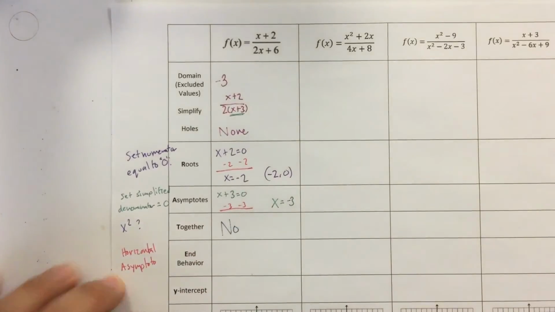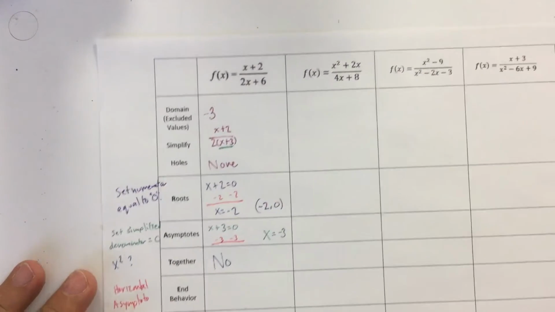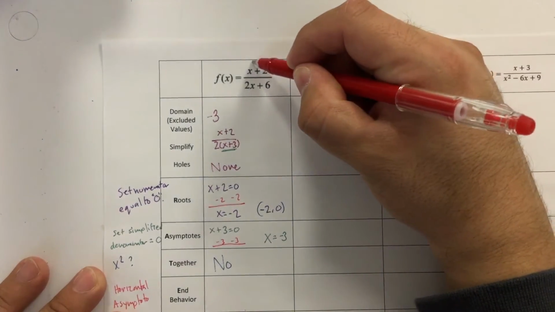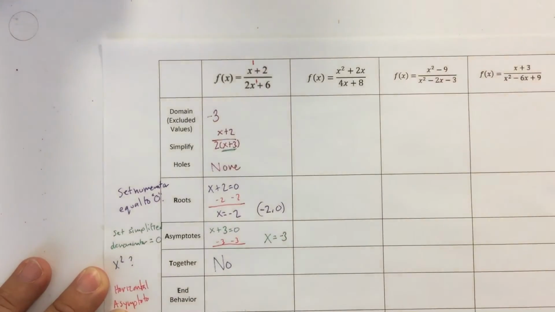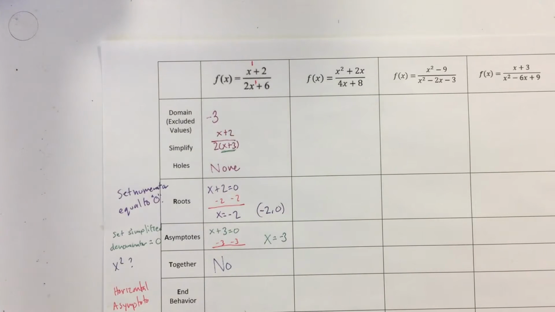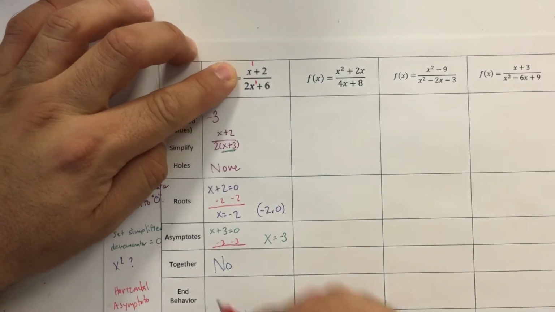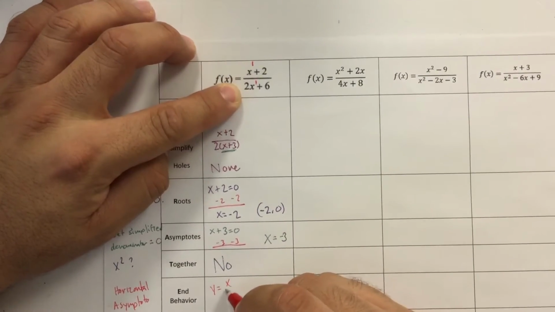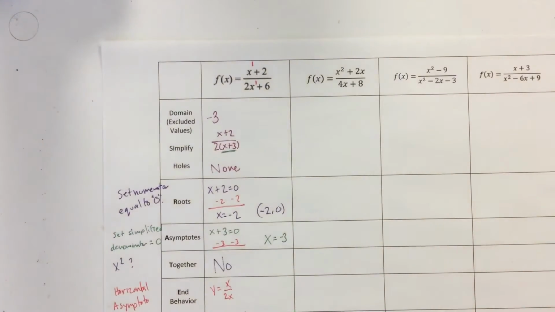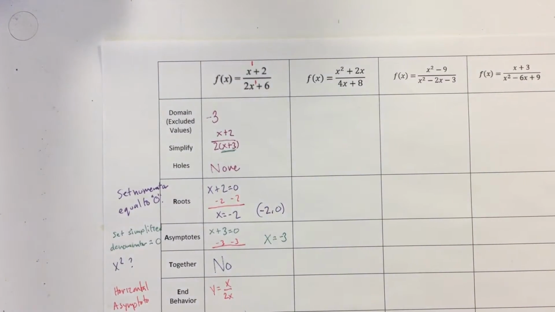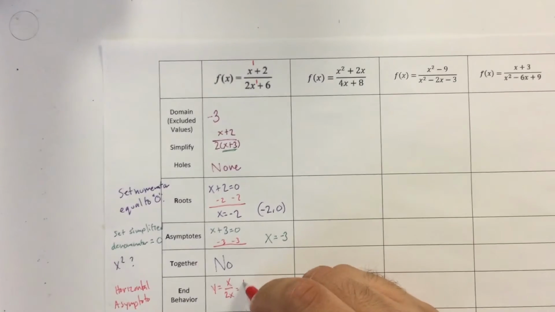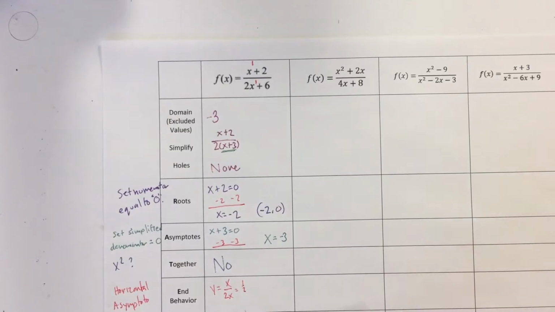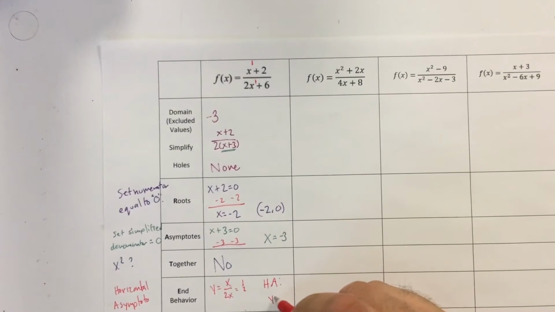So let's go back to the problem. Where is the degree highest? I'm going to look at the original problem. We have x to the first here, and we have 2x to the first. Which one has the higher power? The top, the bottom, or are they the same? They're the same. When they're the same, we divide the leading term on the top, x, by the leading term on the bottom, 2x. What is x divided by 2x? 1/2. So for this one, my horizontal asymptote is y equals 1/2.